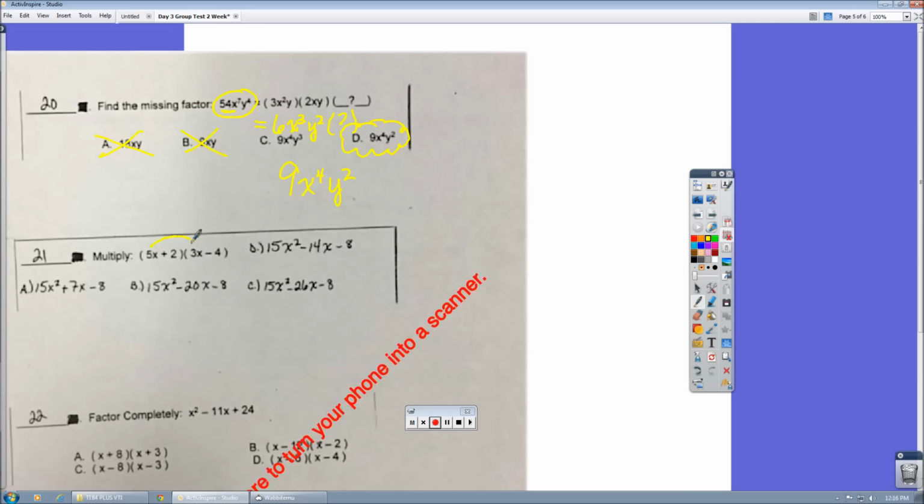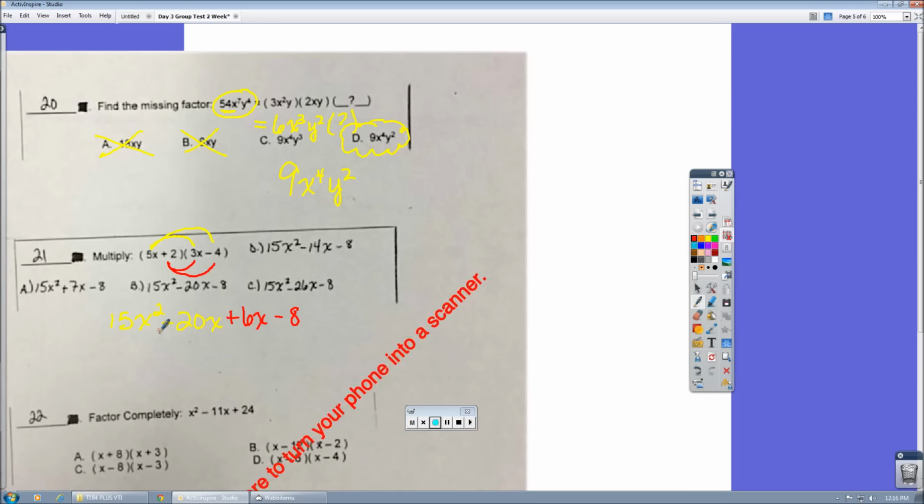Apply 5x times 3x. This is a multi-distribution. 5x times 3x is 15x squared. Now you have to multiply the 5x times negative 4. You get negative 20x. And now let's jump to the positive 2. 2 times 3x is positive 6x. Positive 2 times negative 4 is negative 8.